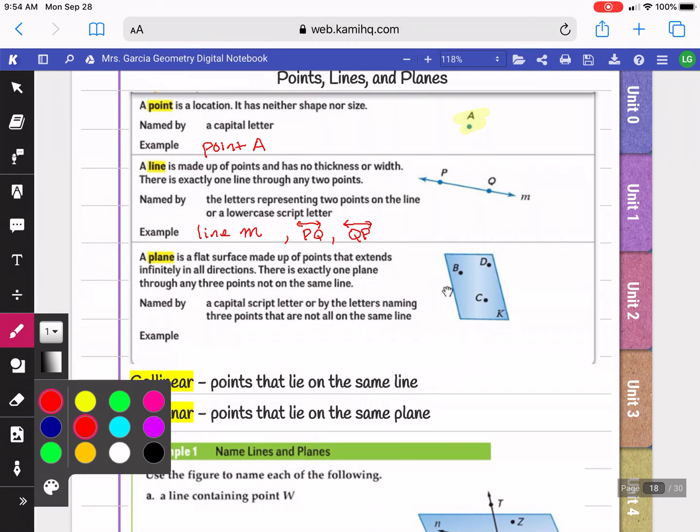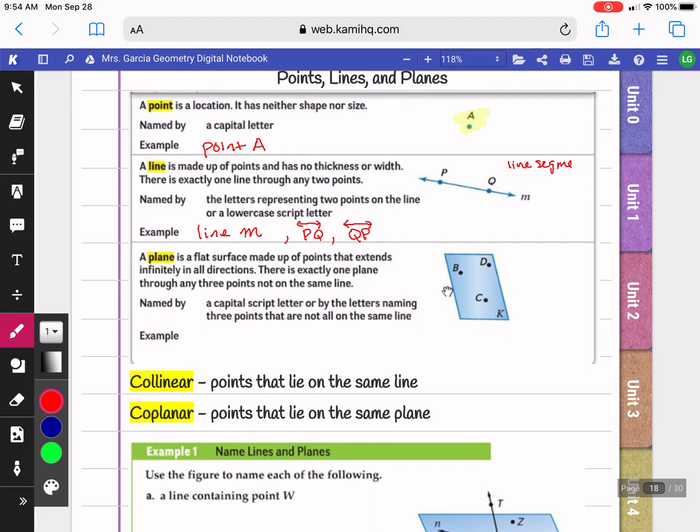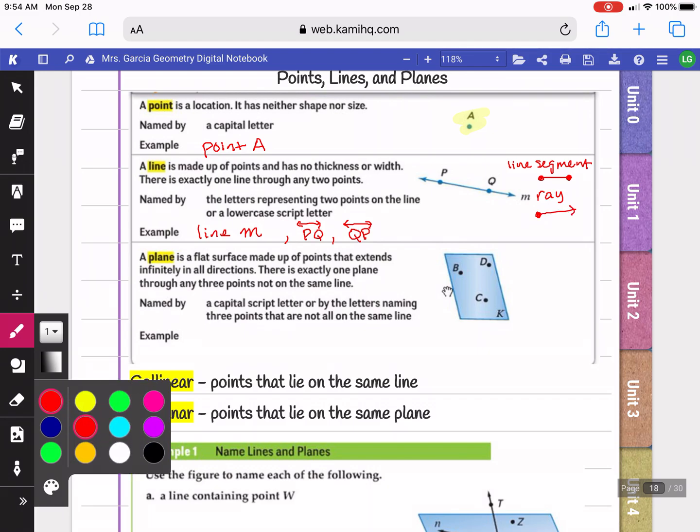Now later we're going to learn that there's also something called a line segment. If you have a line segment, then it's just from one point to another. It doesn't have the arrows. And then you'll also learn about a ray. A ray is a line that goes in only one direction. So the arrow goes to only one side.